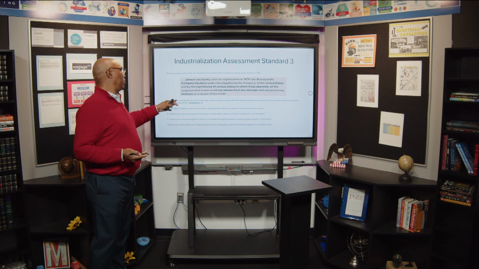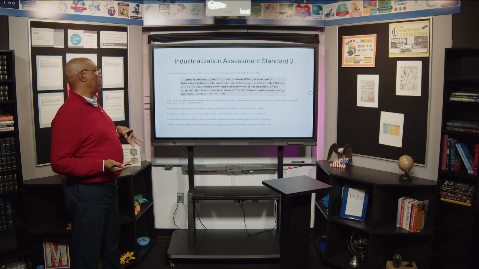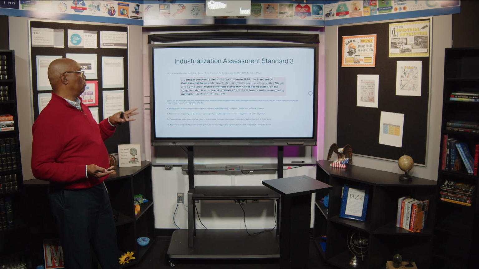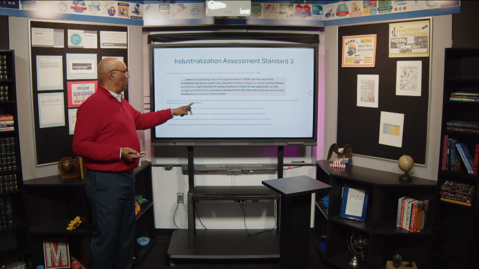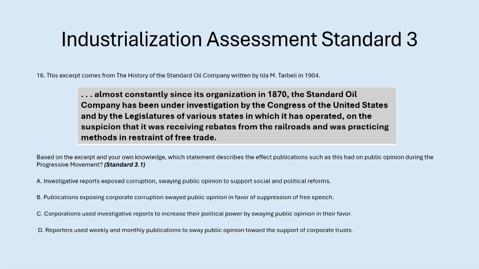Based on the excerpt or your own knowledge, which statement describes the effect publications such as this had on public opinion during the progressive movement? Standard 3, Objective 1. Investigative reports expose corruption, swaying public opinion to support social and political reform. Publications exposing corporate corruption sway public opinion in favor of suppression of free speech. Corporations use investigative reports to increase their political power by swaying public opinion in their favor. Reporters use weekly and monthly publications to sway public opinion toward the support of corporate trust.